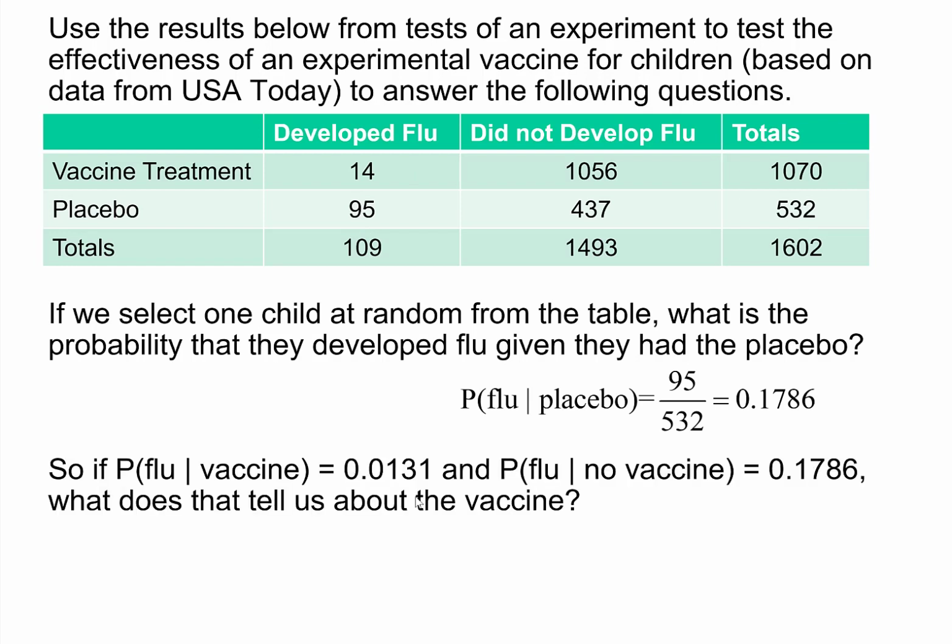Now, if you notice here, the probability of getting the flu given you had the vaccine was a little bit more than 1%, but the probability of getting the flu given you didn't get the vaccine now is almost 18%. What does this tell us about the vaccine? It might be working. It appears to be effective.